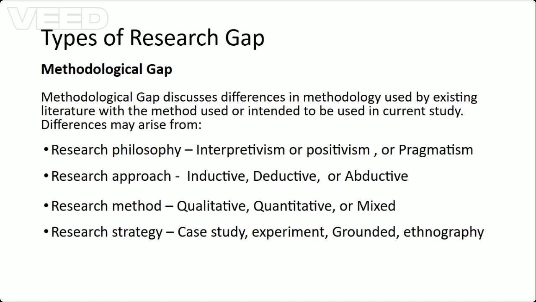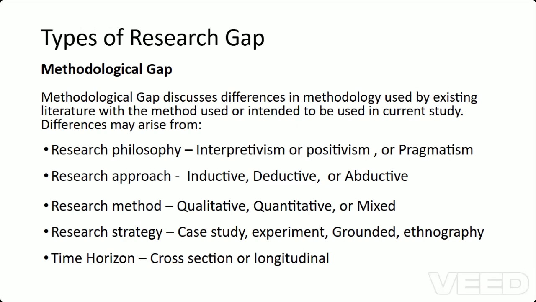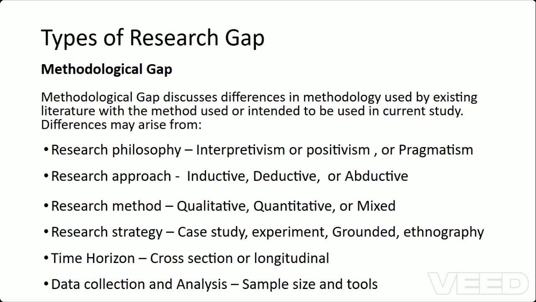To gather information which has, let me say, little backing, you may use something different. Or they might have used a cross section time horizon. You may use a longitudinal time horizon. There is a topic on cross section and longitudinal time horizon. I think I also discussed this in detail under the research onion. Please look for that video. You'll find it under my YouTube channel. It will give you guidance.